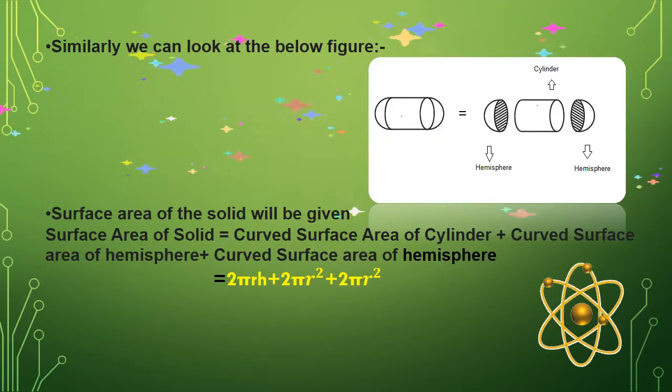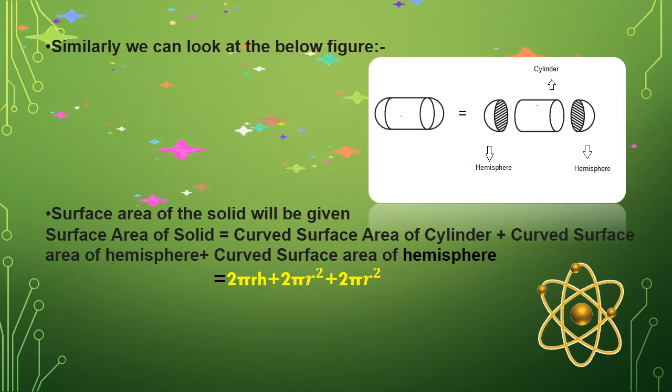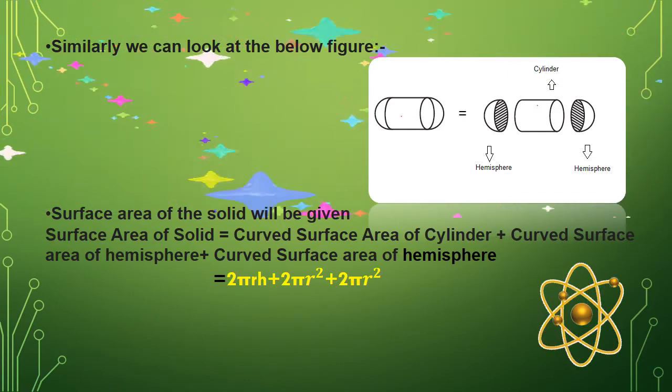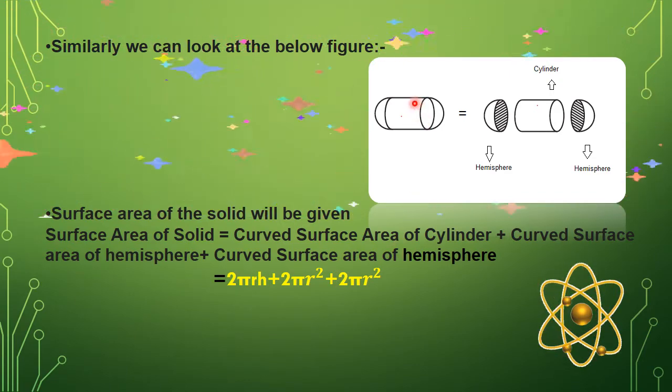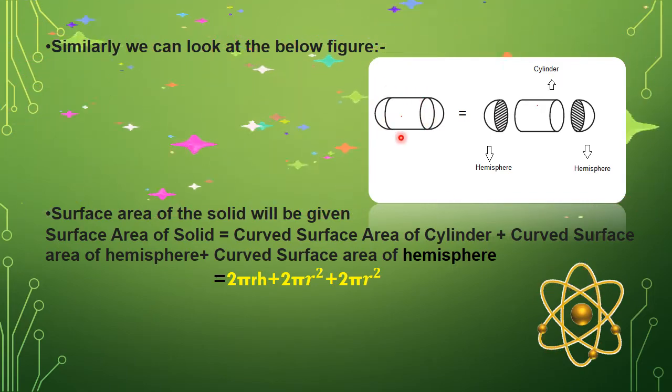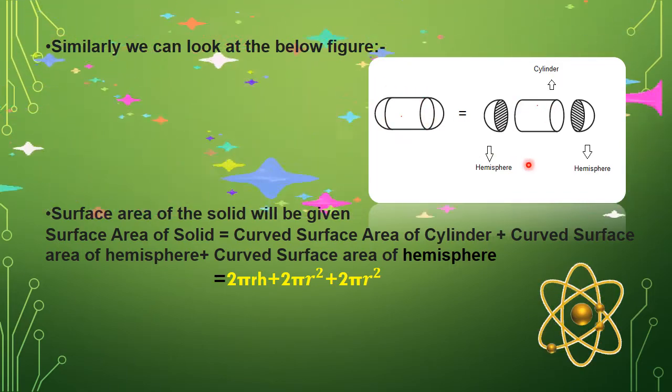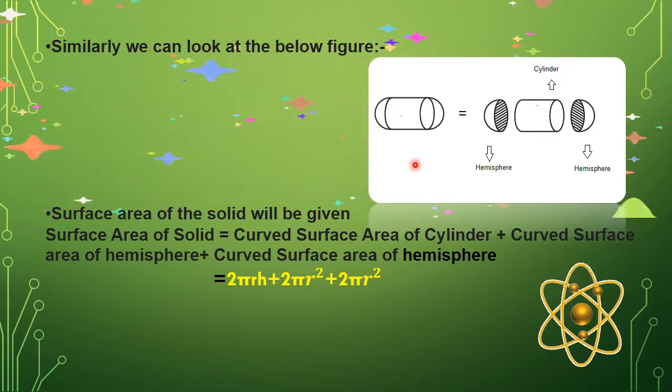Here is one more example. You can see in this figure, this is a combination of a cylinder and two hemispheres on both the ends. Clear? So if we want to calculate the surface area of this solid, what will we do?